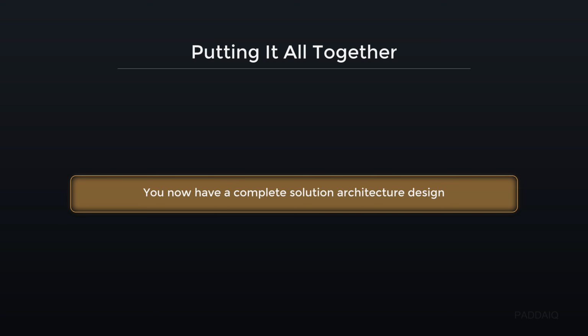Putting it all together. You now have a complete solution architecture design. This means you have successfully connected all the BTP services, like application hosting and data management, into a single, working blueprint. For instance, a mobile app could now securely pull data from your SAP system and present it to a user. Your foundational design is ready for implementation.